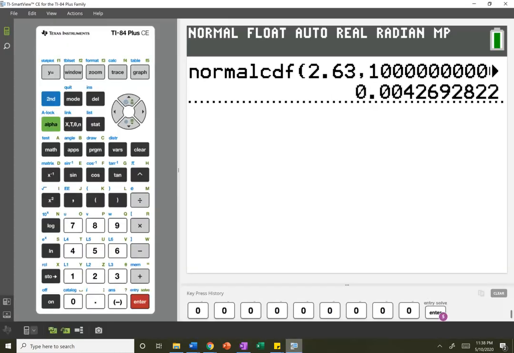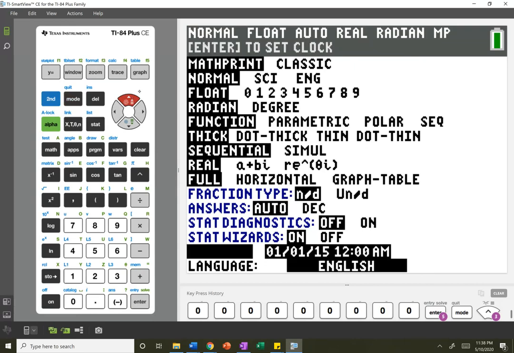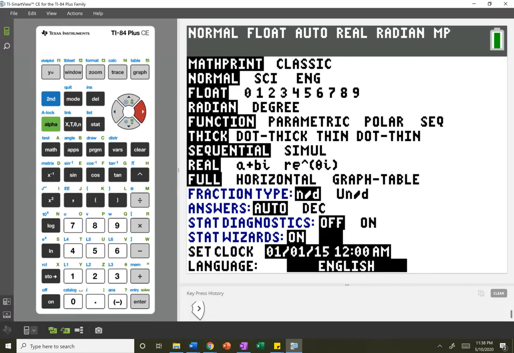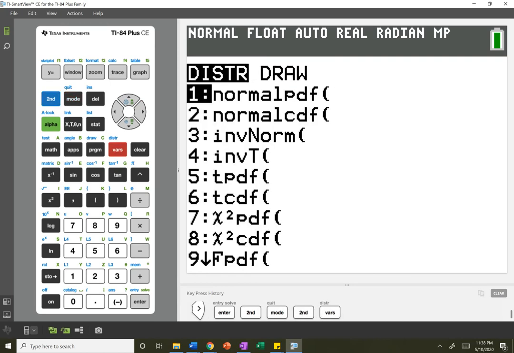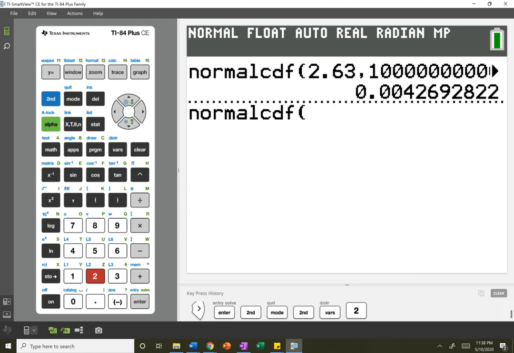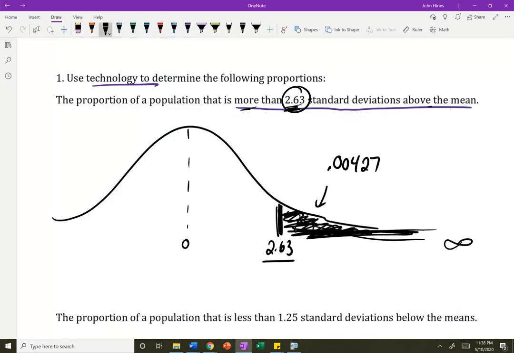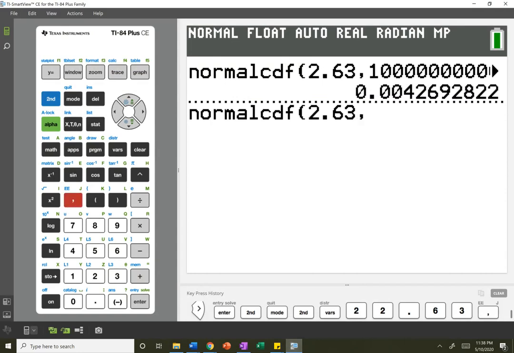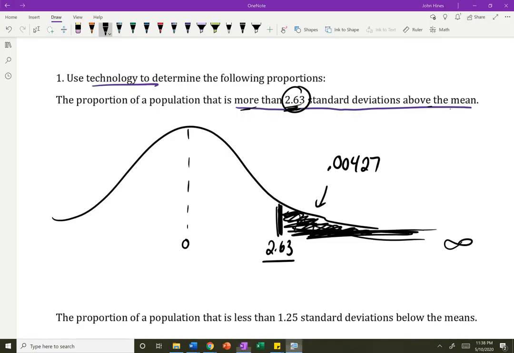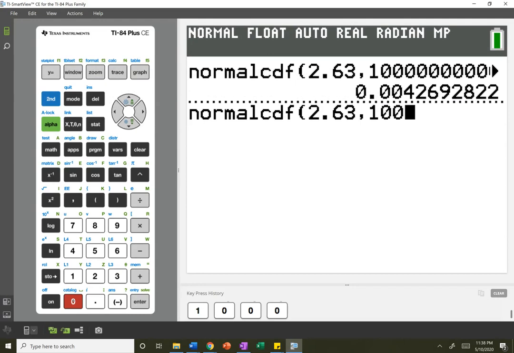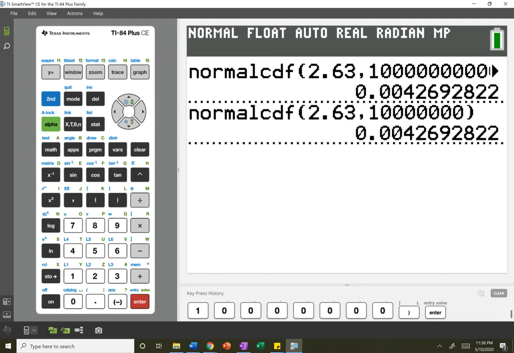My 83ers, you don't have that nice little stats wizard, so let me just show you what yours looks like. When you hit second vars, normal CDF, you're not going to get that nice menu. Yours goes low. How low do I go? How far to the left? 2.63. Comma, how far to the right do I go? Well, I want to go on forever. So 1000000. I only did fewer zeros this time, but that's okay. Close it and you're done. You get the same answer.